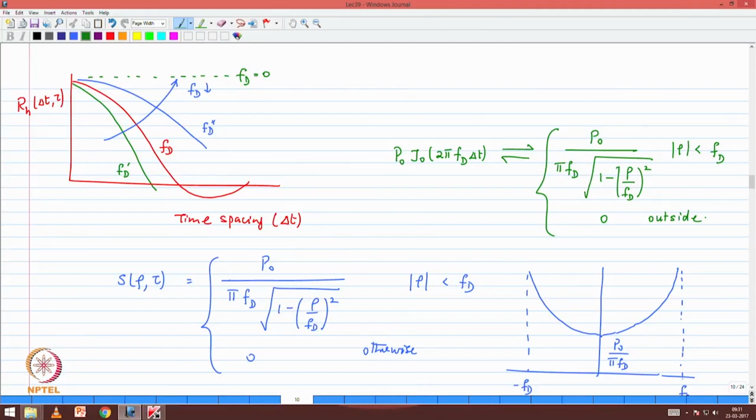And it is equal to 0 outside. Okay, so that's the expression. This is what it looks like, and we have now been able to relate the time variation which is caused by Doppler to a spectral characteristic, which says there is a variation of the spectral content from 0 frequency to plus minus Fd.